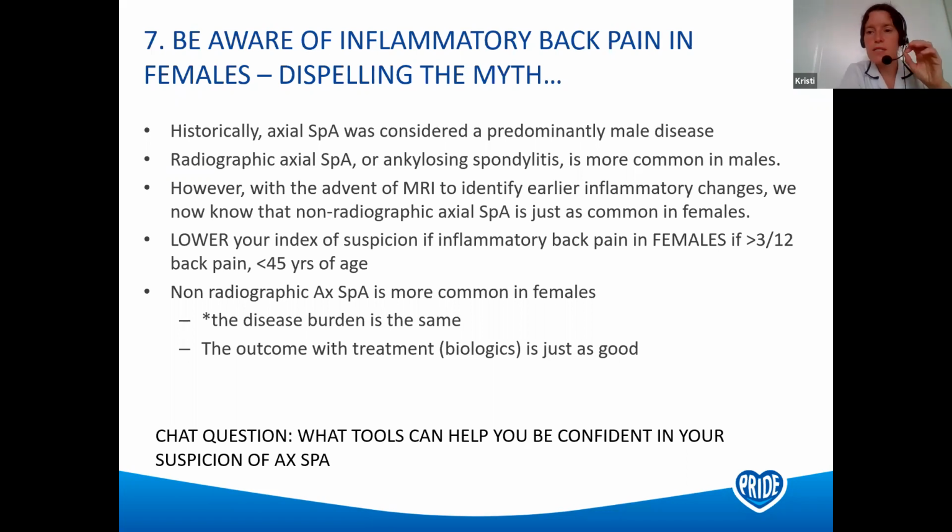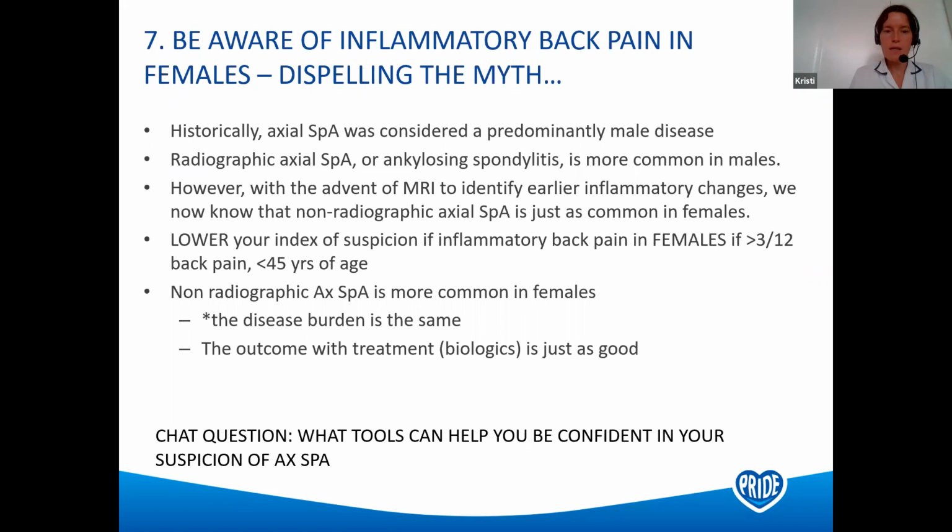So the key take-home message is that if the x-ray is clear, don't rule it out, and especially don't rule it out if it's a female. I mean, men still have the non-radiographic as well, but if you've got a woman, then your index of suspicion is going to be higher. And again, I'll say it again, the disease burden is just as bad in both, and the outcome with biologics is just as good.